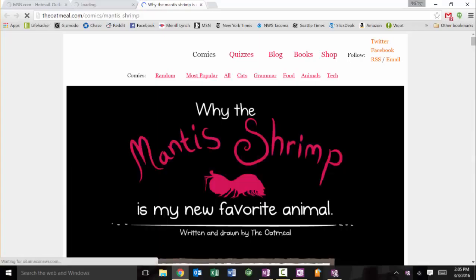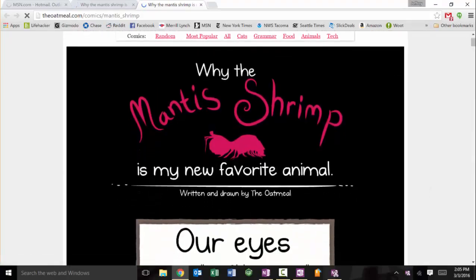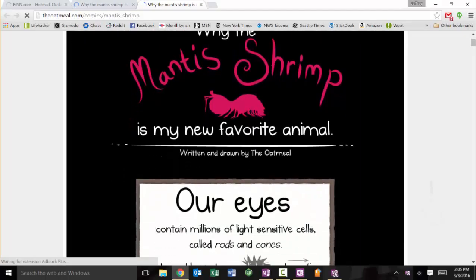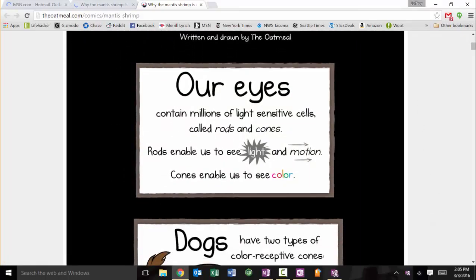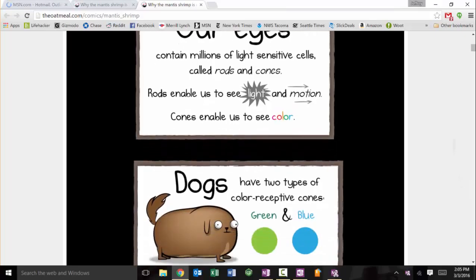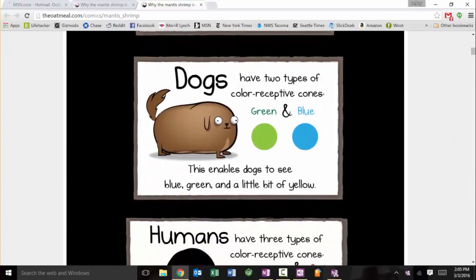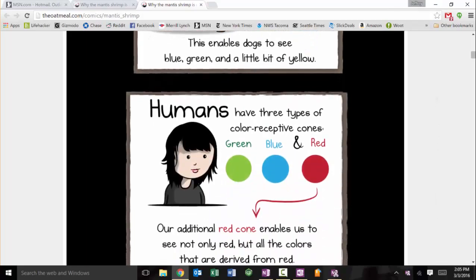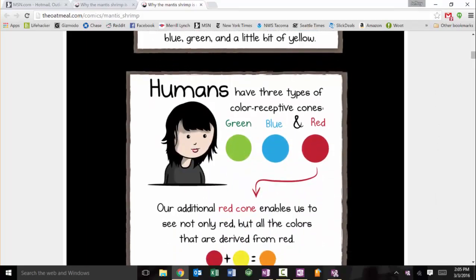Has anybody seen this on the mantis shrimp? Why the mantis shrimp is my new favorite animal. Our eyes contain millions of these cones and rods that enable us to see light through that cis-trans isomerism. Dogs have two different receptive cones, green and blue. That enables them to see some colors, but not all the colors that we see. Humans have three. We can see green, blue, and red. That allows us access to most of the color wheel, right?